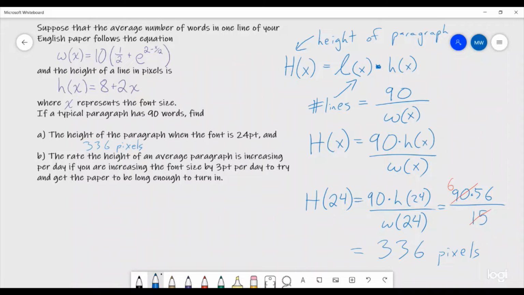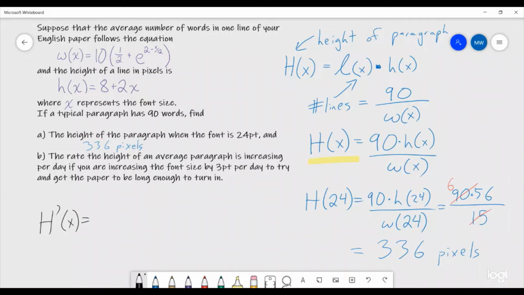Let's now do part B. Well, we need to figure out what's the rate that the height of a paragraph is increasing. So that means we need to know what's the derivative of our height function of the paragraph. So we need to find what is H prime of x.